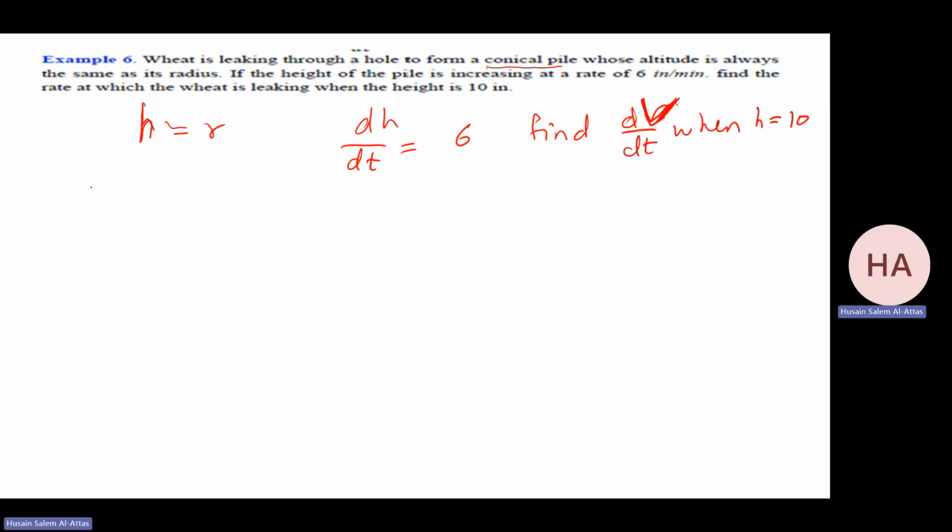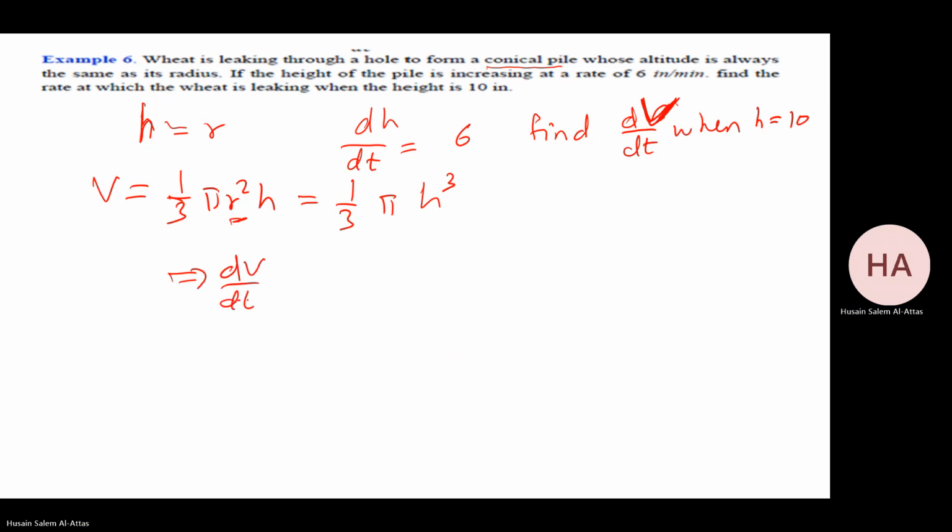Okay, so I have V equals 1/3 πr²h. I know h equals r, so that will be 1/3 π h³. I want it in terms of h, so h cubed, since r equals h. So that gives us dV/dt will be equal to what? π h² dh/dt.